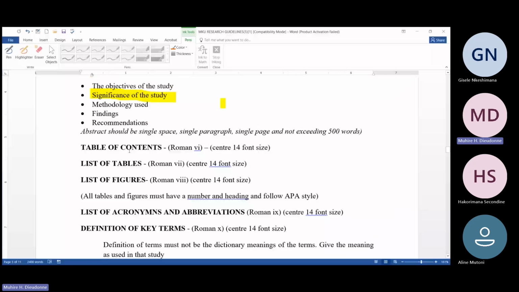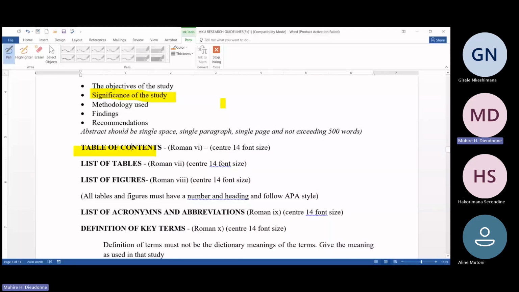Then below abstract, we have page 6, which is table of content, and this must be automated. This must be automated table of content. That's why when you are doing your research, those headings must be given. All titles must be headed. So I will also show you how to do headings of the titles and other things.